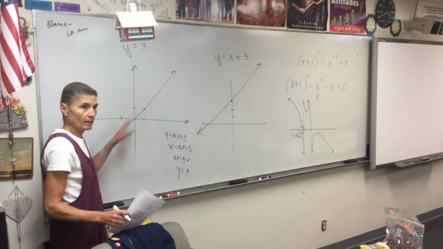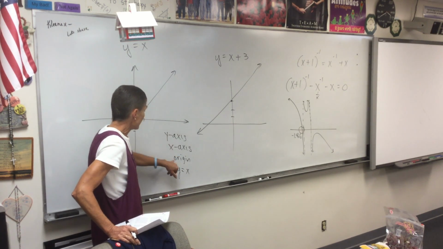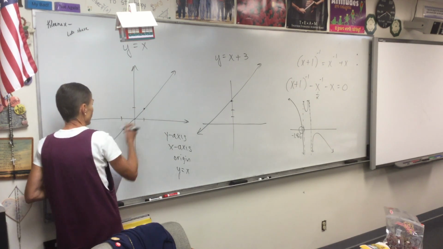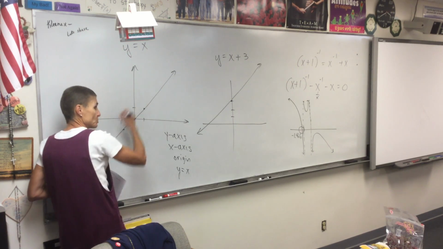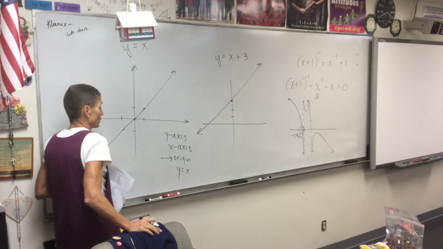Since it is the line y equals x, we won't talk about that one because that's the line we're doing. But what about the origin? Is this thing symmetric about the origin? If I flipped it across this point, would it be balanced? Would it land on itself? Yes, it has symmetry about the origin.